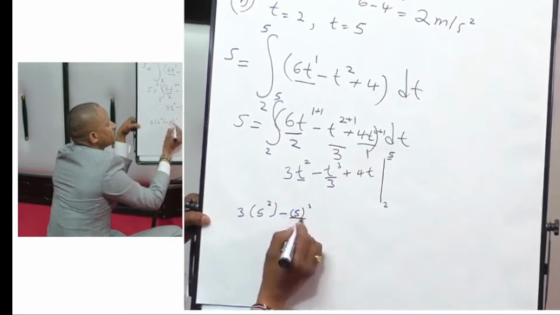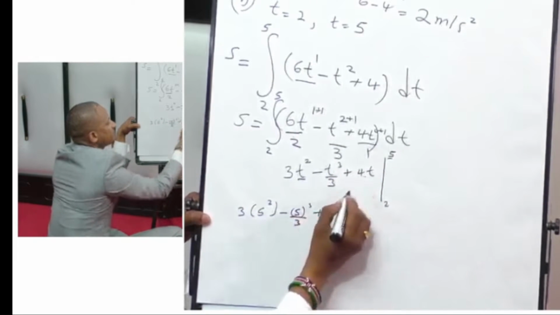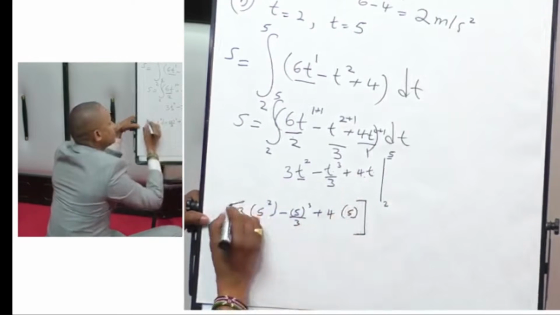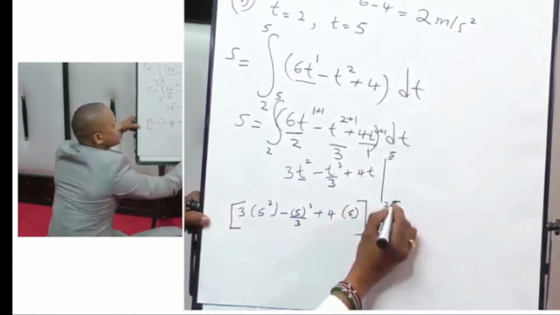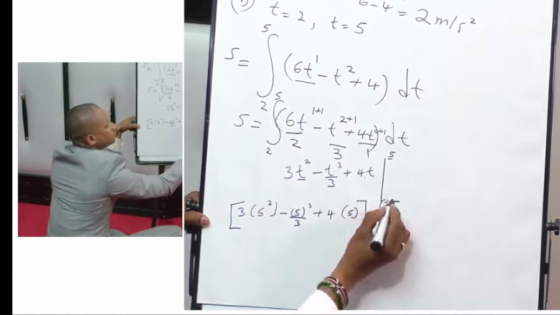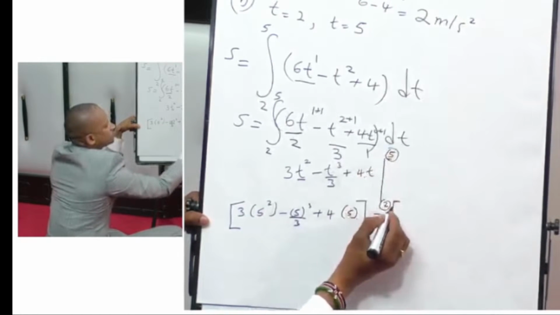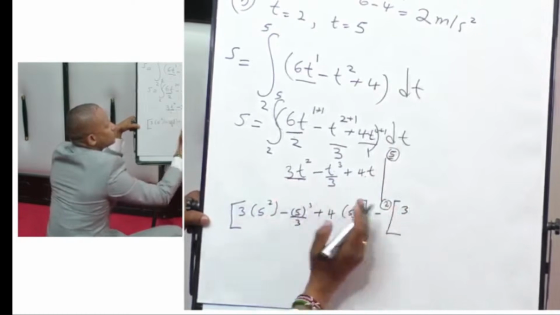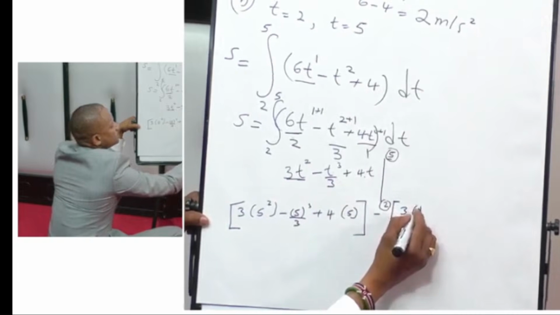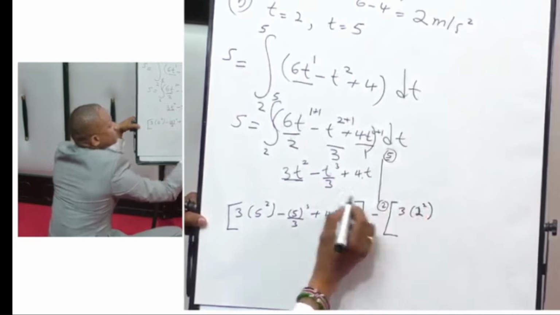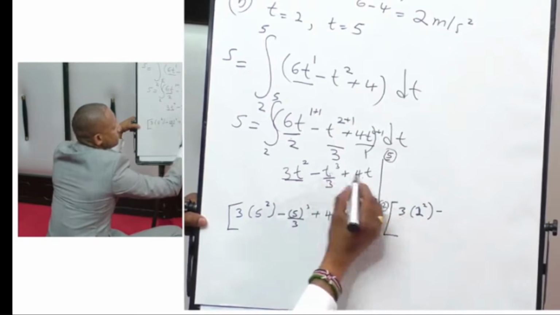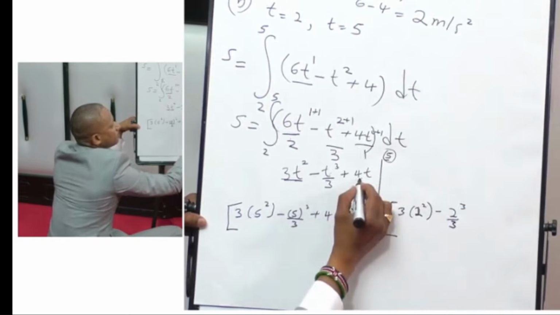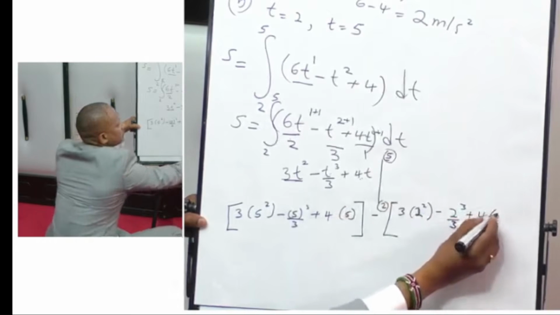5 cubed over 3 plus 4, then t is 5. This, I subtract, now I use 2. I've already used 5, so I use 2. So I come here again. I do 3. Remember they want the distance between the 2. 3, t is 2 squared minus 2 cubed over 2 over 3 here plus 4 times 2.